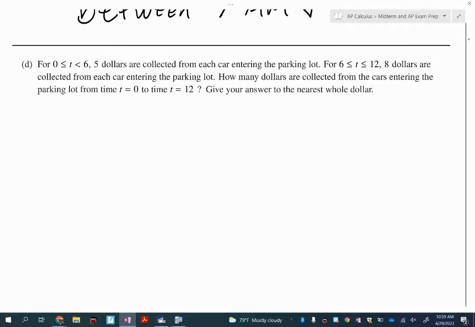Okay, so this is saying from 5 a.m. to 6 hours after, 11 a.m., they're charging $5 for each car entering. And then if you enter at 11 a.m. until 5 p.m., you're getting charged $8. All right. So how many dollars are collected from the cars entering the parking lot from time t equals 0 to t equals 12? So it says entering, right? So I'm focused on E of t again.